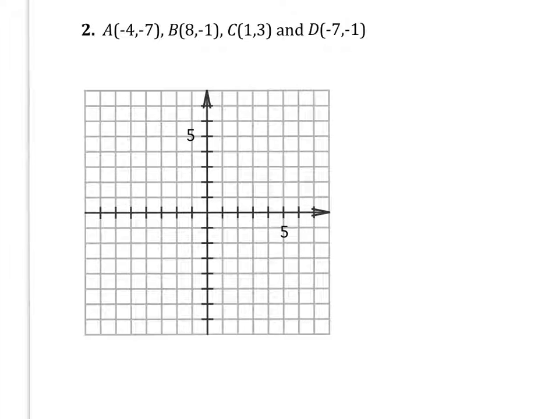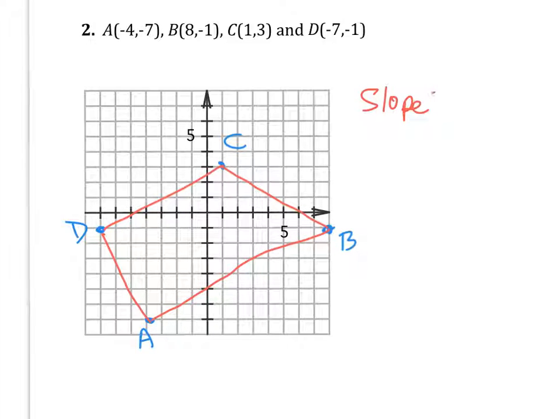All right, so in example number 2, first thing that we always do is we graph it. After graphing, just remember, make sure that you connect in alphabetical order. Then your next part is you will always find the slopes of the 4 sides. So find the slope from A to B, from B to C, from C to D, and from A to D.